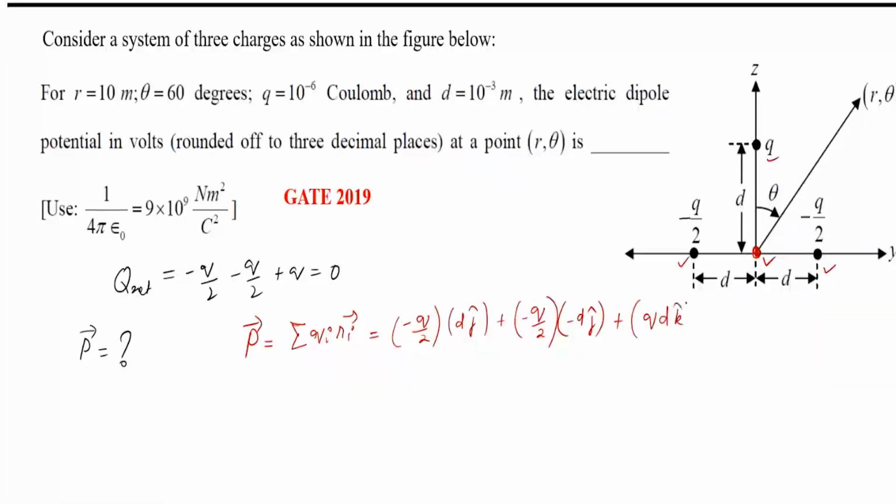Very good. So if I see the j cap, it will be minus qd by 2 plus qd by 2, so this one will cancel out. And this becomes qd k cap. So the net dipole moment is qd k cap. Done.